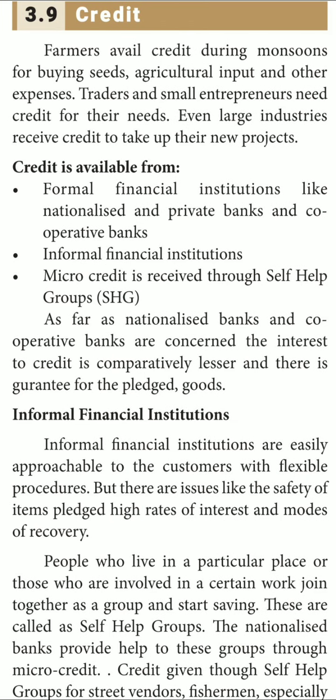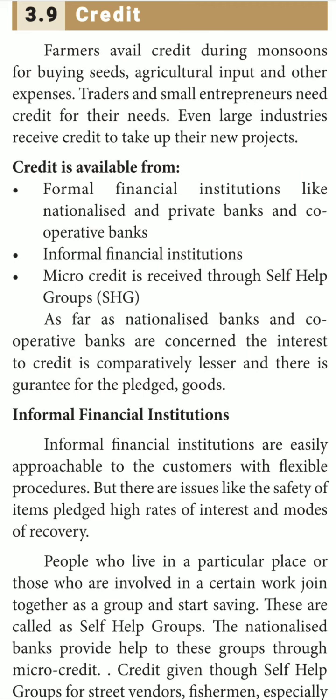Next one, credit. What do you know about this credit? See, who will buy credit? Mostly farmers, poor people, and those who keep industries, traders, all these will take credit money from the bank, isn't it? So, farmers will take credit during monsoon. For what purpose will farmers take credit from the bank? For buying seed, agricultural inputs and other expenses. Traders, small entrepreneurs, businessmen need credit for their needs. Even large industries receive credit to take up their new projects also.